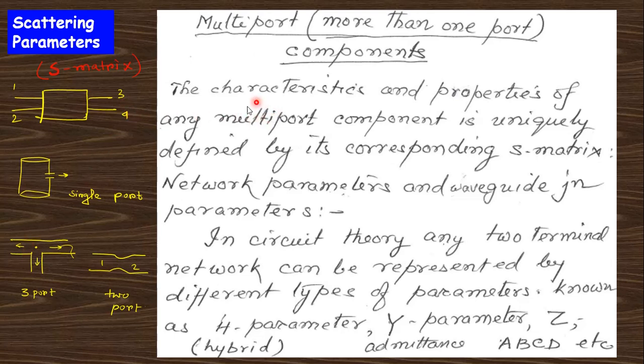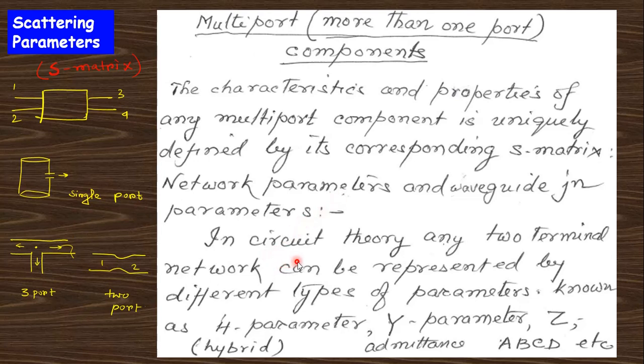So the characteristic and property of any multi-port component. Multi-port means the number of ports is more than one, that is 2, 3, 4. Multi-port is defined in the corresponding S matrix. These multi-port characteristics can be obtained from the S matrix or the scattering parameter. Using the scattering parameter, we can link up the multi-port.